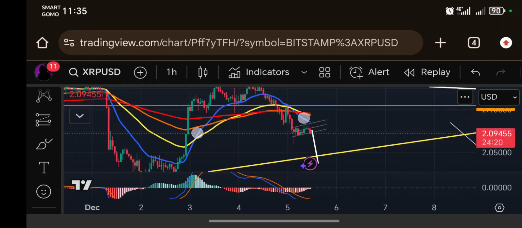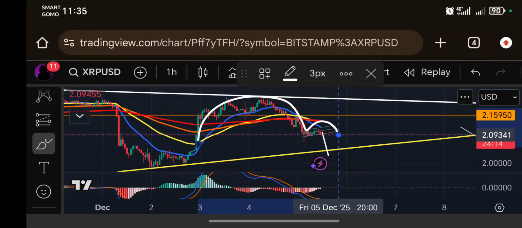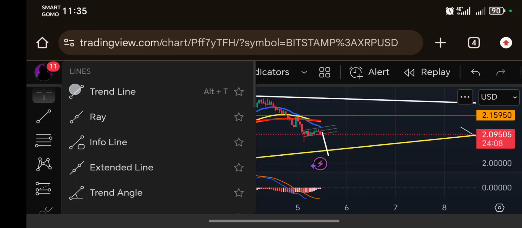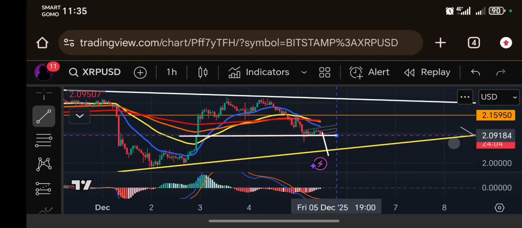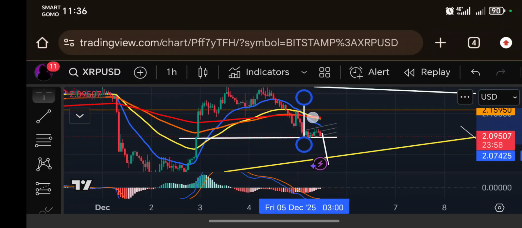Or maybe this is a cup and inverse cup and handle, whatsoever that is. You see this one? Okay, so if that's the case, we need some measured move in here. There's gonna be some necklines here. So this is kind of bad if this happens. This is gonna be your measured move.